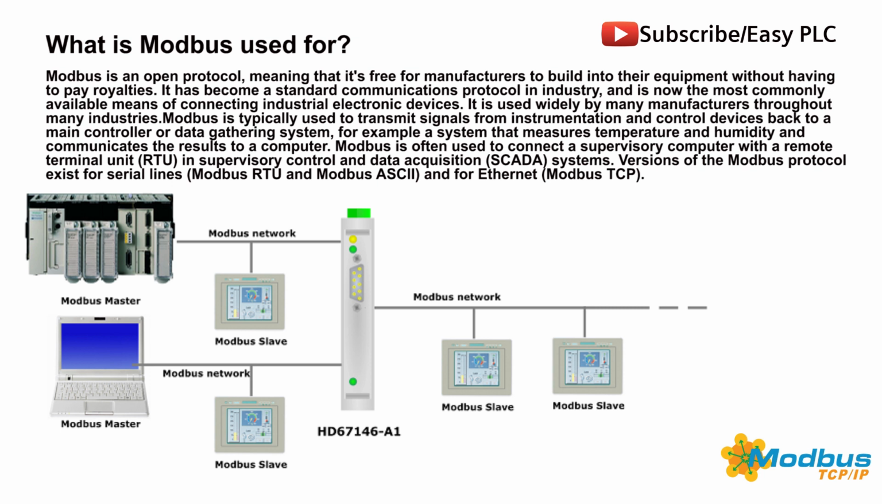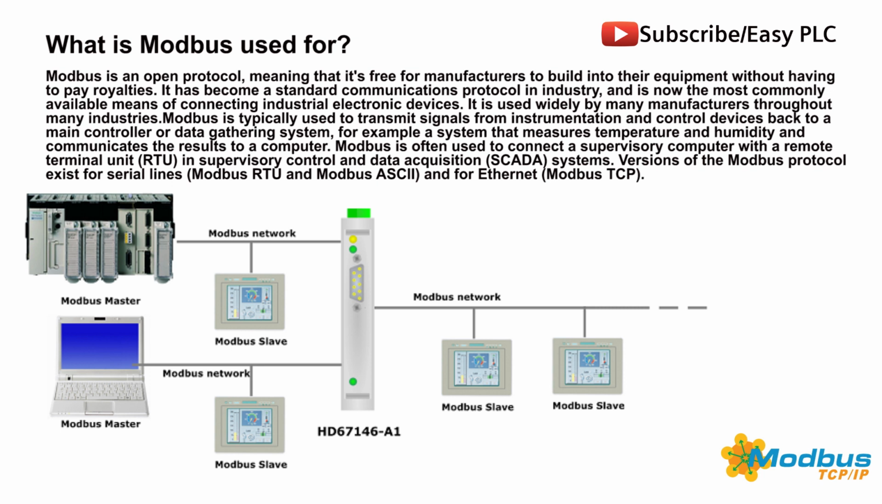What is Modbus used for? Modbus is an open protocol, meaning that it's free for manufacturers to build into their equipment without having to pay royalties. It has become a standard communications protocol in industry, and is now the most commonly available means of connecting industrial electronic devices. It is used widely by many manufacturers throughout many industries.